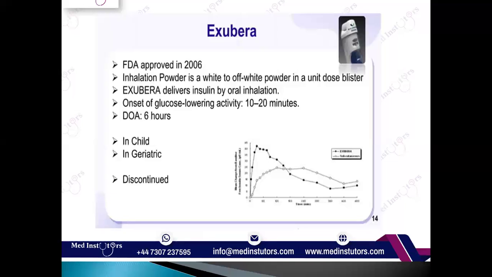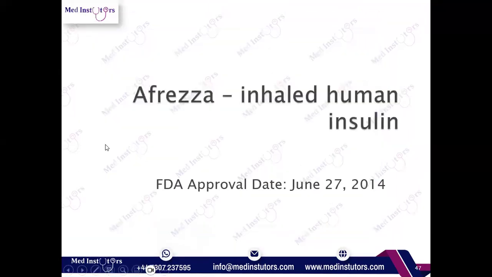That is about Exubera. But later on, there was another inhaled form of human insulin approved by the FDA on June 27, 2014. That is Afreeza.